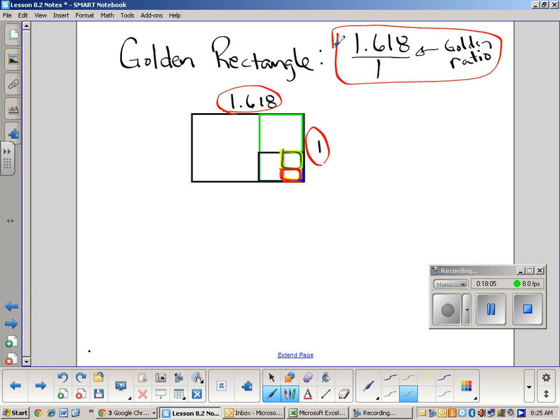We keep breaking it up into squares and rectangles. They're all going to have the same ratio. Okay? Any questions on this? All right.